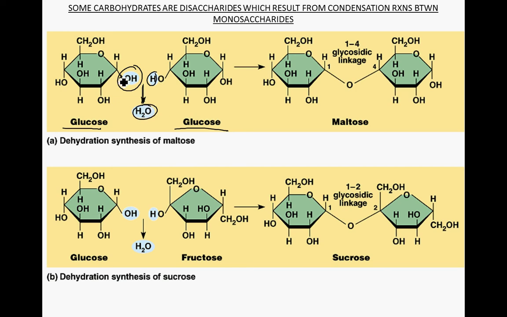We're going to break this bond, break this bond, and we're going to bring these electrons over here and make a bond right there. And so what you get is a glycosidic linkage, this 1,4 glycosidic linkage, because it's between carbon number 1 and carbon number 4.